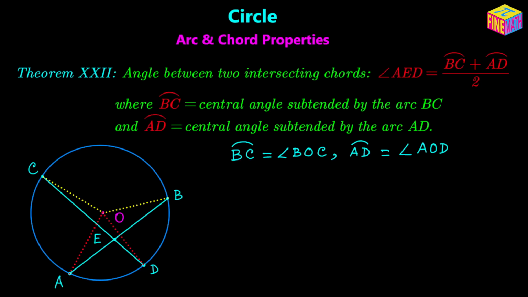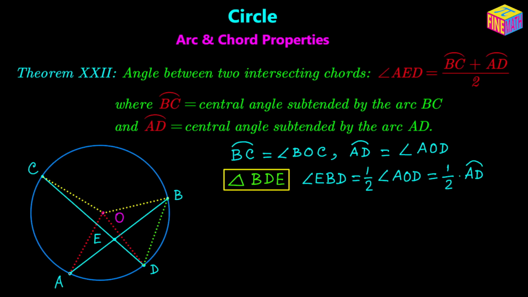I am going to join B with D. And then let's take a look at the triangle BDE. In this triangle, the angle EBD will be half of the central angle AOD. We have already seen in an earlier theorem that an inscribed angle is half the size of the central angle. So in this case, angle EBD will be half of AOD, and the angle AOD can be denoted as AD with that arc sign on top of it.